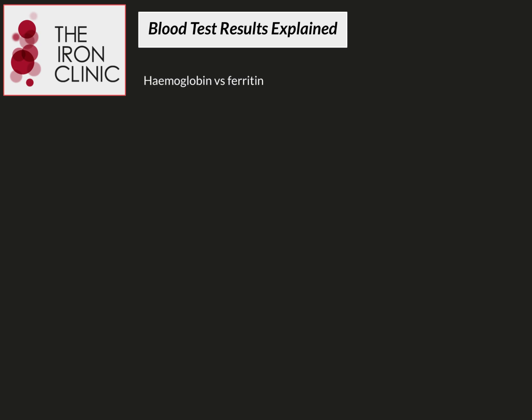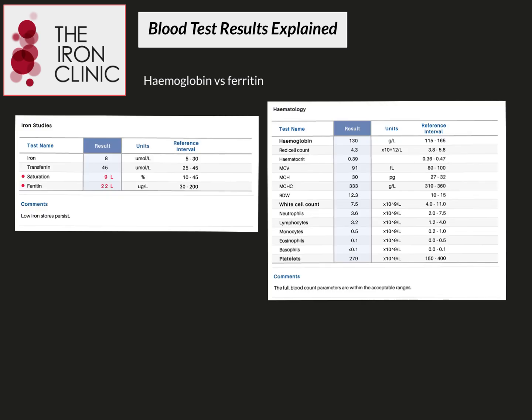So today in this quick video, we're going to take it a step further and try and link iron studies with hematology by discussing the relationship between haemoglobin and ferritin. These two markers are crucial in understanding your body's iron status and overall hematology. However, they're sometimes misunderstood or misinterpreted. So we hope this video assists with further interpreting your blood test results.